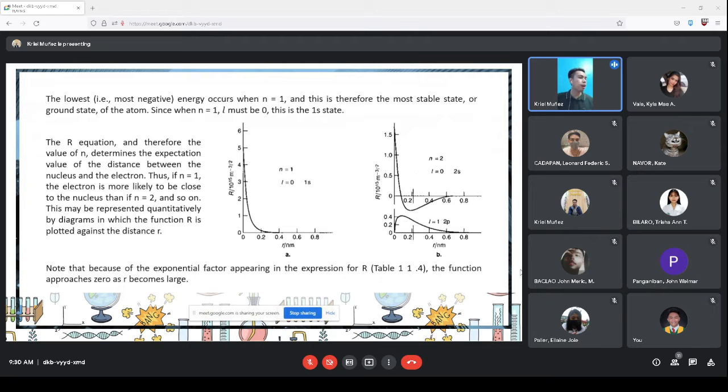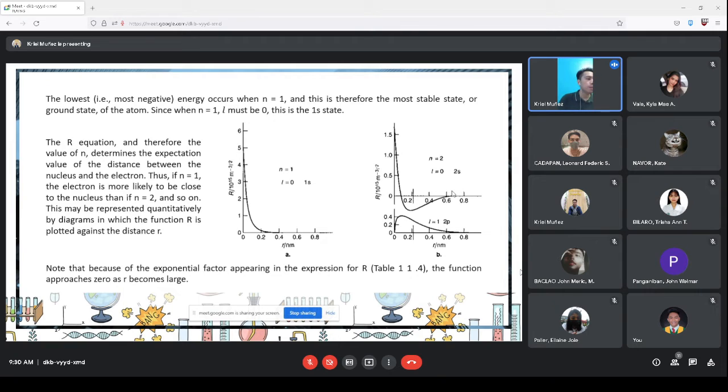Okay? So the R equation and therefore the value of n determines the expectation value of the distance between the nucleus and the electron. Thus, if n is equal to 1, the electron is more likely to be close to the nucleus than if n is equal to 2, and so on. This may be represented quantitatively by diagrams in which the function R is plotted against the distance r.